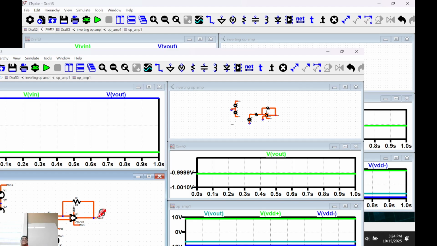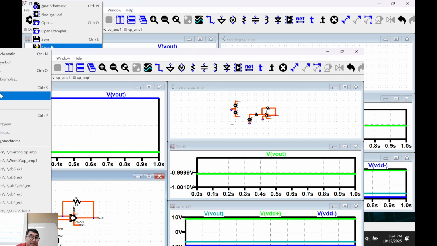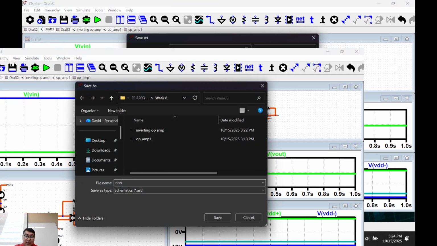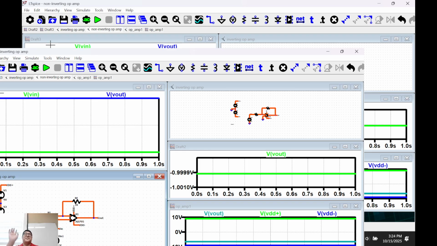Now you guys have 2 circuits that you can just copy and paste and solve your homeworks easily. Let's see. Save as non-inverting op amp. And I'll send this to you guys so you can play around, use it as a cheat sheet calculator. All right.